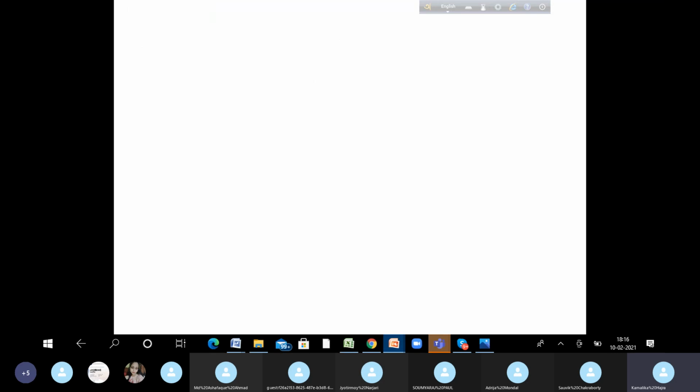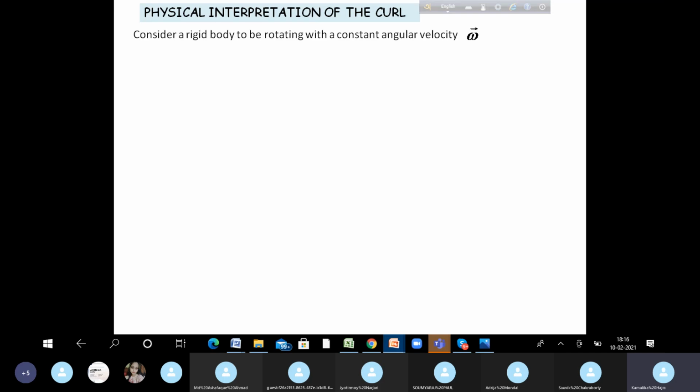Now we'll discuss the physical significance of taking the curl of a vector and why it is called irrotational, what is the link of rotation with it, etc. For doing that, let us consider a rigid body which is rotating with a constant angular velocity omega. It may be a cylinder, a parallelepiped, a sphere, or anything, even a body that is not regularly shaped, but it is rotating with a constant angular velocity omega. Remember, the angular velocity is not variable.